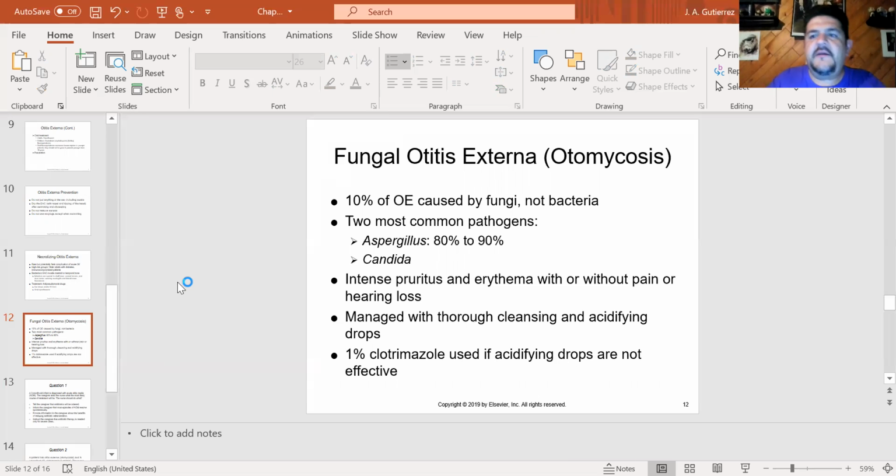Regarding eardrops, they're going to ask you about the technique. Common question: how do you straighten the ear to make sure that the eardrops go all the way down the ear canal? Regarding kids younger than 2 years of age, you pull down and back. Regarding older kids, teenagers, and adults, you pull up and back.